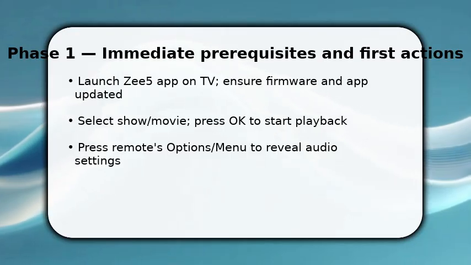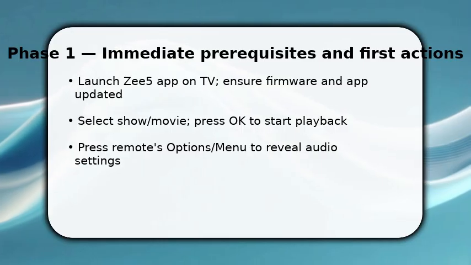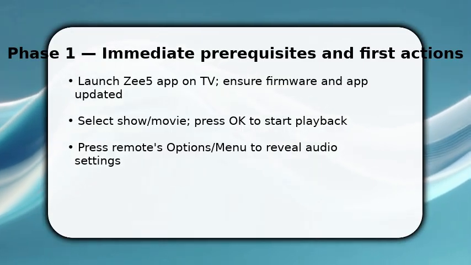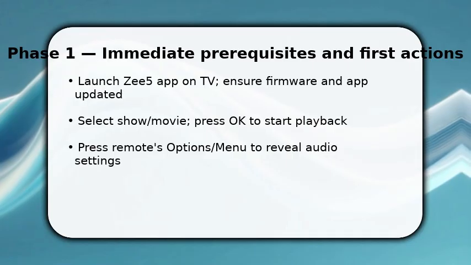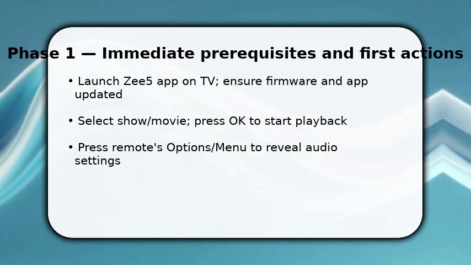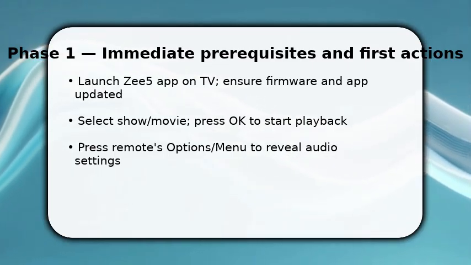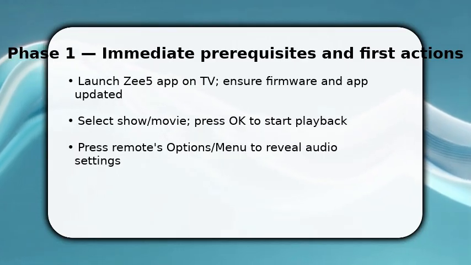You start by opening the Zee5 app on your TV and playing the title you want. This is necessary because audio options appear only during playback. Once the video begins, press the remote's options or menu button to surface on-screen controls.